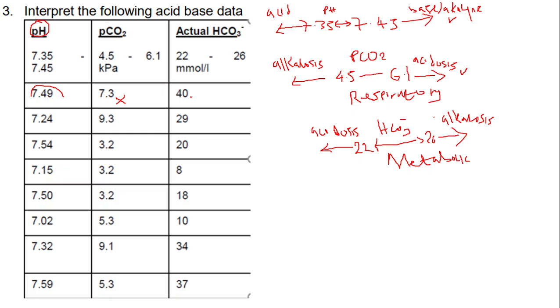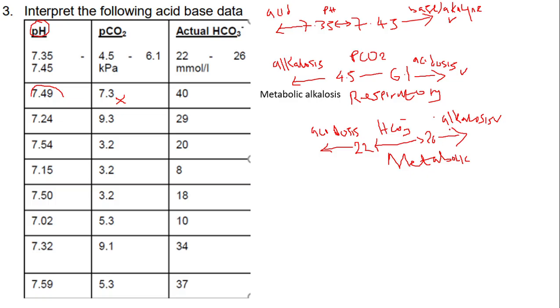Let's check this, which is 40. The bicarbonate here is saying 40. So more than 26, it's alkalosis. So the correct diagnosis should be metabolic alkalosis, because the pH also is more than normal, saying it's alkaline, right? So the correct answer is metabolic alkalosis.